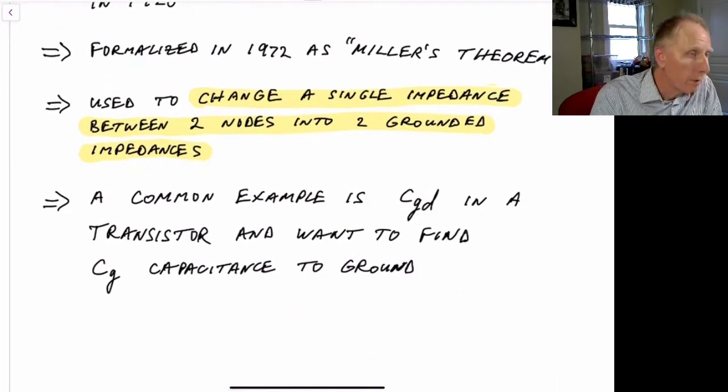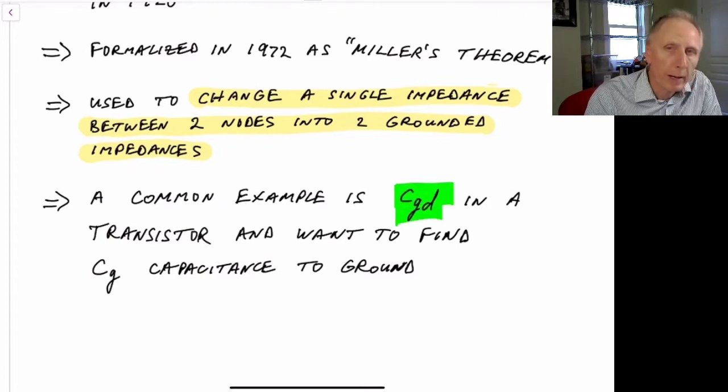A common example of making use of the Miller effect is the gate to drain capacitance in a transistor, which is connected between the gate and the drain node, and you want to find just the gate capacitance to ground. And so you break that into a gate capacitance to ground and a drain capacitance to ground. And so you'd be mostly interested in the gate capacitance to ground in this case.